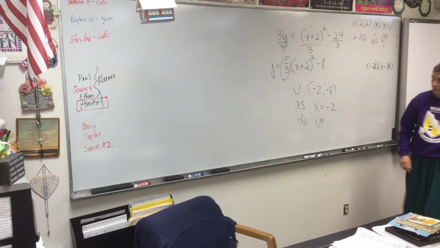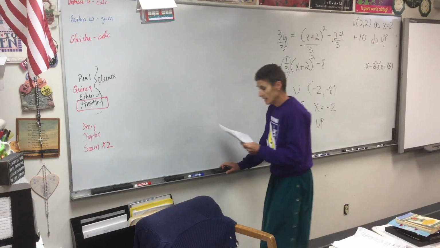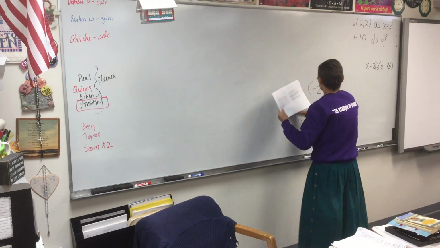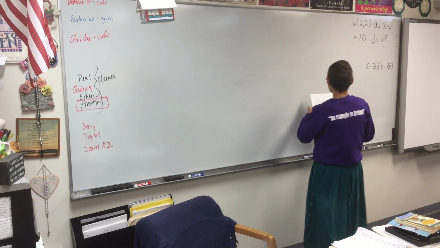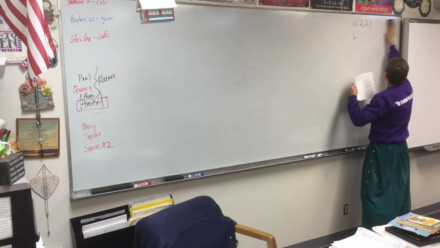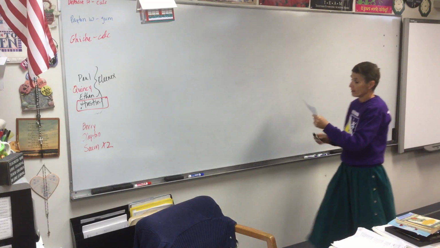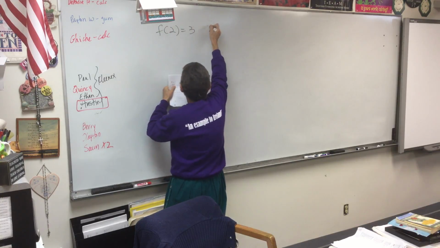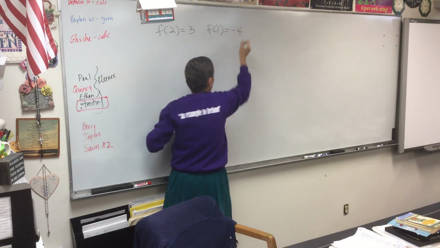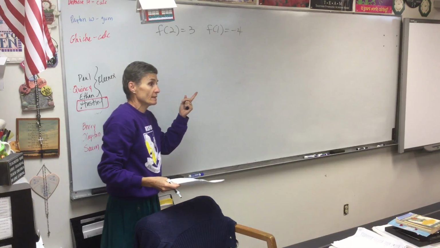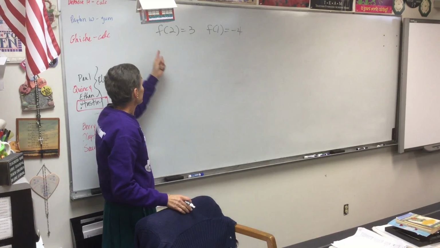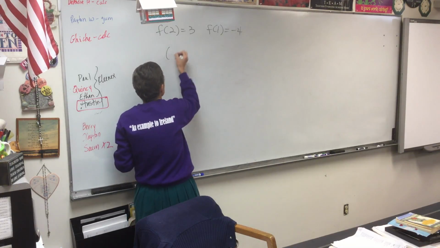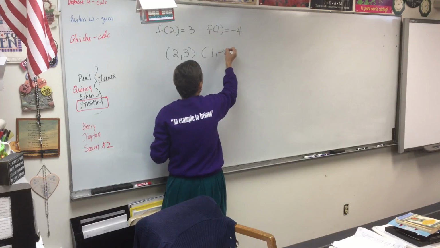So here we are. We're on review 2.1 to 2.5. And it starts with write the equation of. So the first one is a linear function where f of 2 is 3 and f of 1 is -4. All right, we had a quiz over this, right? What does this mean? It's ordered pairs. So this is (2, 3) and (1, -4).